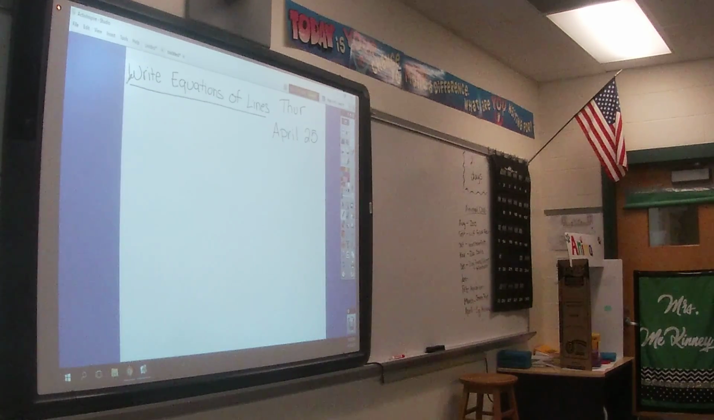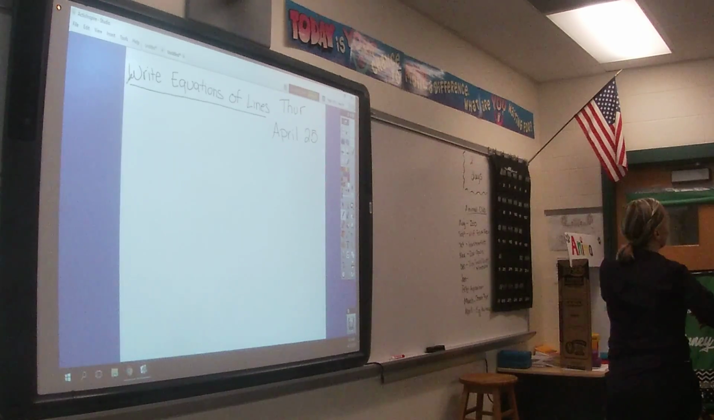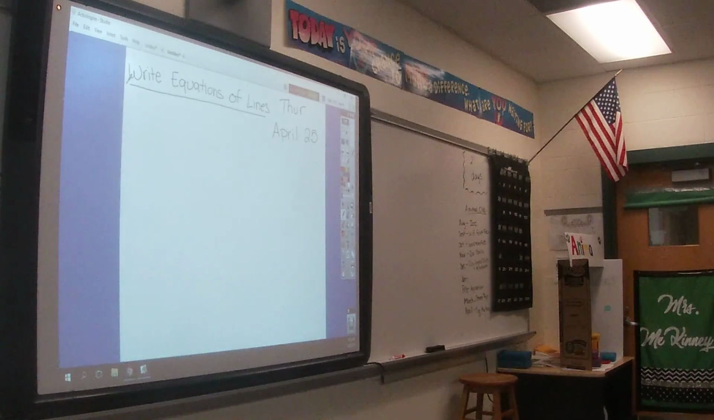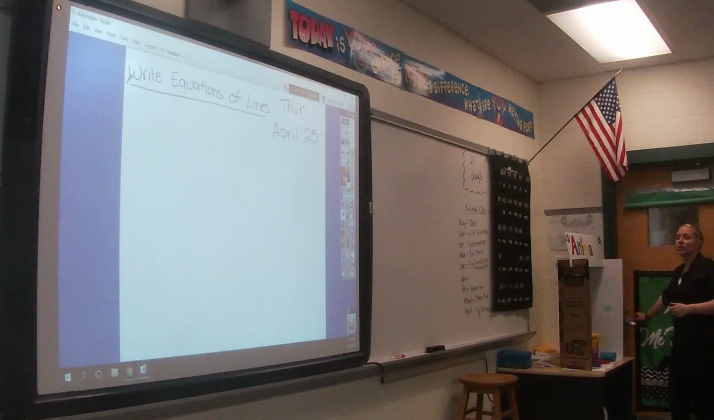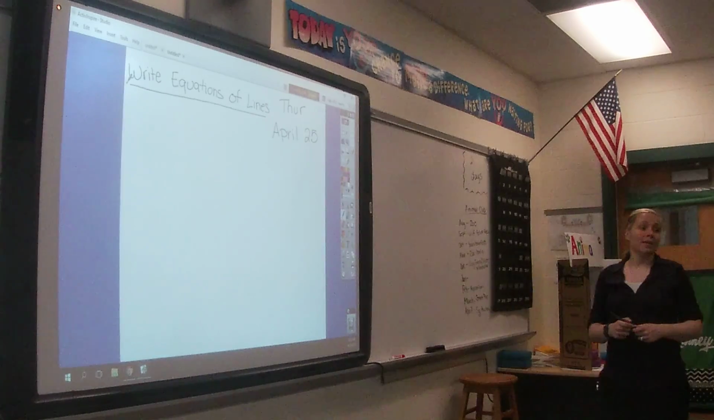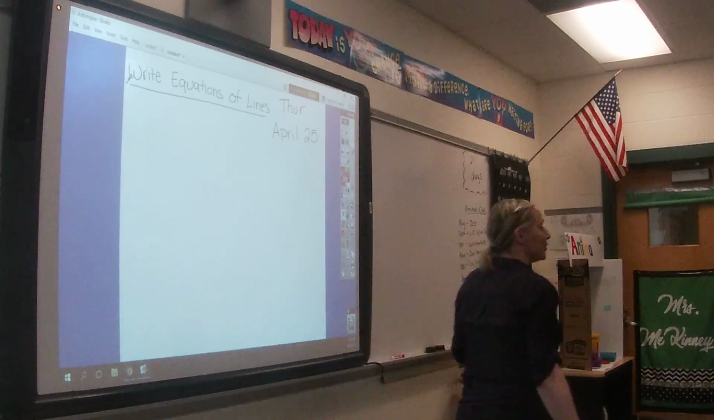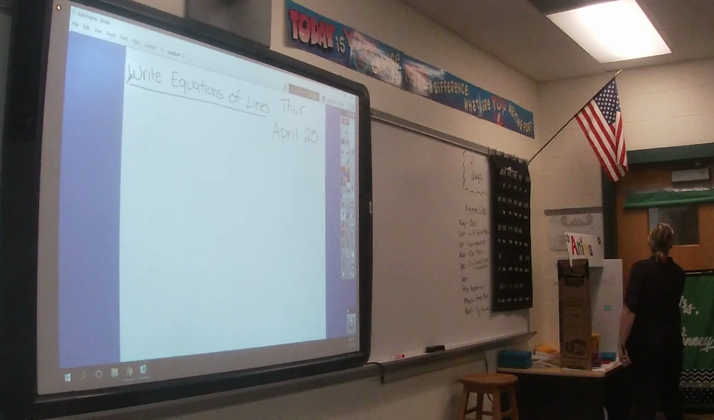Okay, so today we're basically just going to be doing everything that we've been doing in reverse order. Instead of saying, here's an equation, you find m and b, and then you give me a graph, it's going to go exactly backwards of that. Here's the graph, or here's m and b. Now you write the equation.